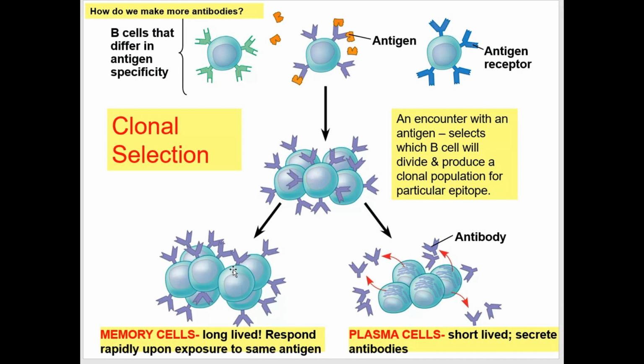So here again, after the division, we have a group of memory cells. Those are going to stay, they're going to be long-lived, and next time you get exposed, you'll have a rapid response to the infection. And then the plasma cells, these are going to be short-lived because they're going to secrete the antibodies. The antibodies will try to capture the antigens and pathogenic particles, hopefully clear that out of the system, and these plasma cells are going to die off.